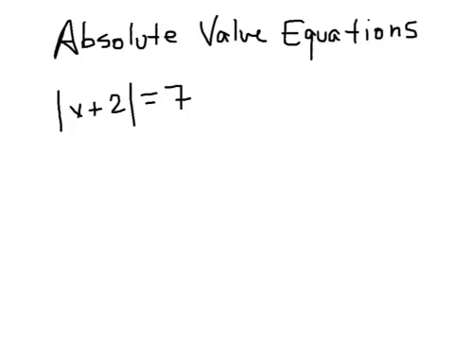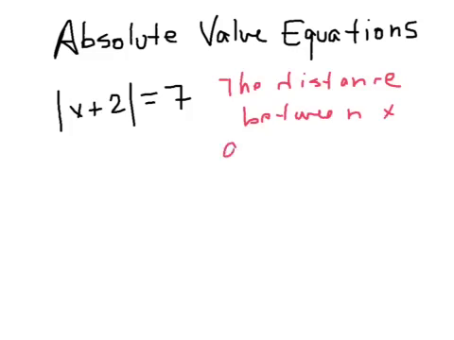This video is about solving absolute value equations. So if I have the absolute value equation, the absolute value of x plus 2 equals 7, this says to me that the distance between x and negative 2 is 7.